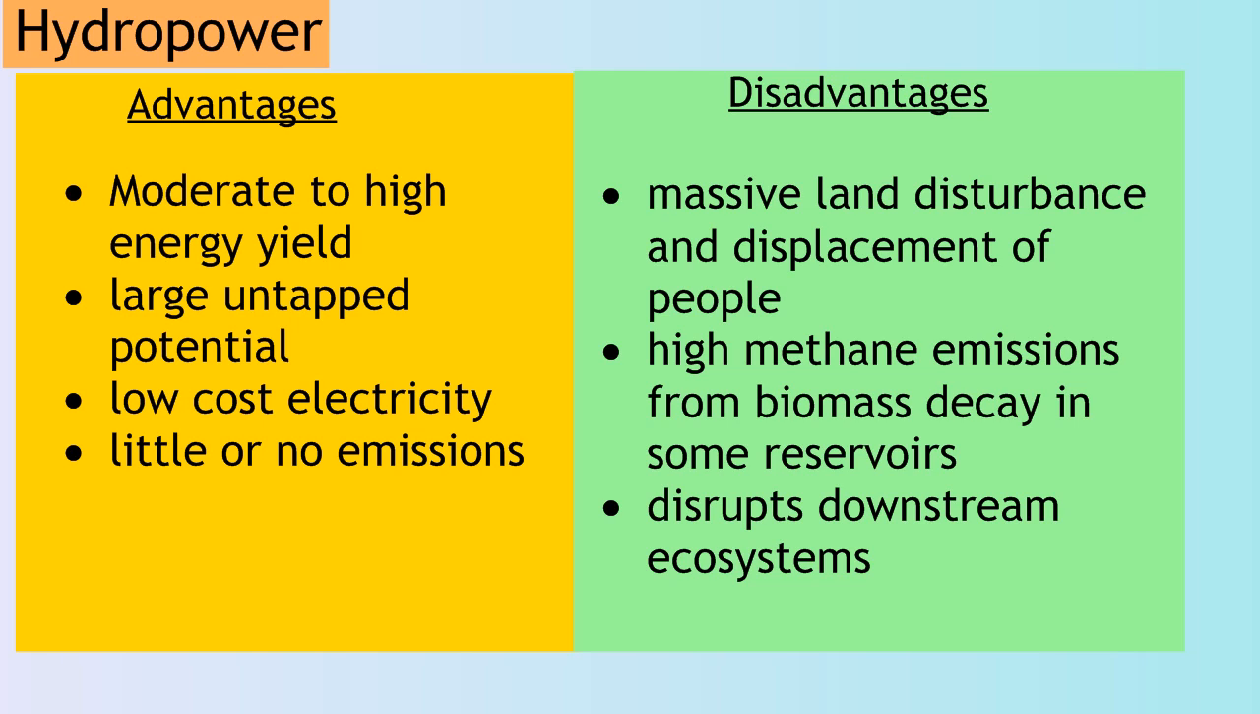So the disadvantages on the other side here are that we're going to get a massive land disturbance. And when it says the displacement of people, remember when you build a dam you're essentially flooding the whole area behind the dam, and so you're creating a new lake or reservoir there. If there were people there, which there usually are, because that's where people tend to live, near bodies of water, then the people are going to have to be displaced.